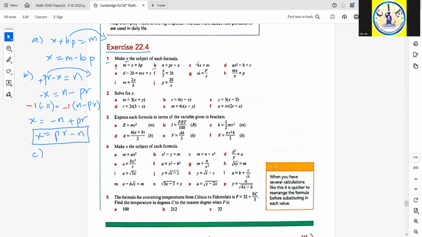In part C, which is very simple, I can directly shift 4 to the right side and it will get divided. So X has been made the subject.